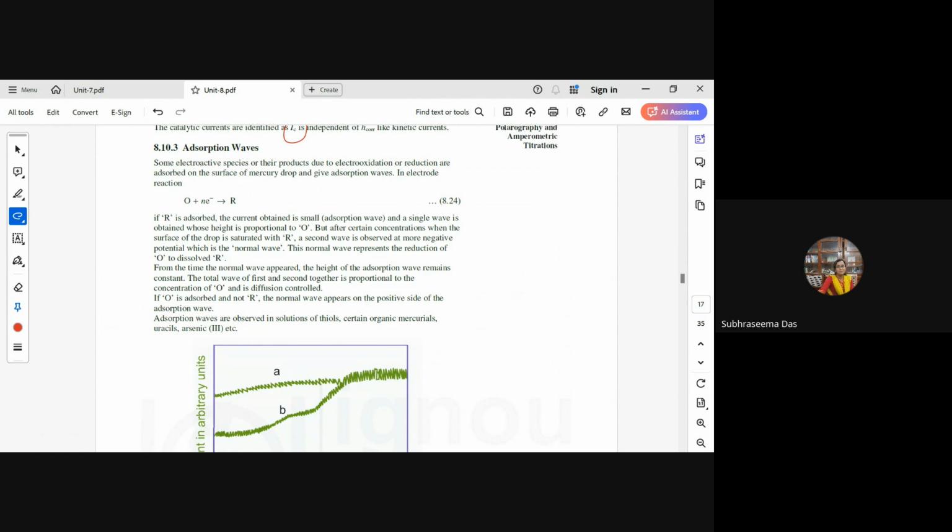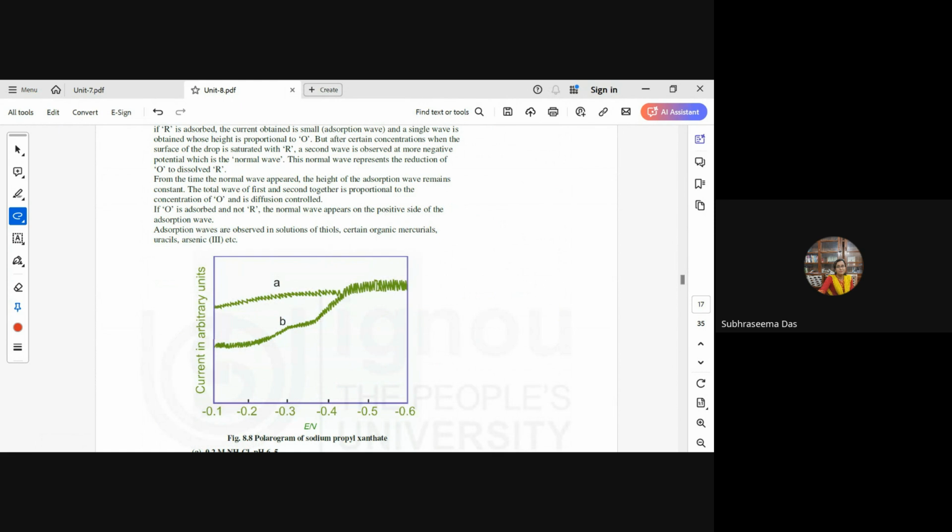Some electroactive species or their products, due to various types of oxidation or reduction, are adsorbed on the surface of the mercury electrode and give adsorption waves. That is, in the electrode reaction O plus n electrons forming R, if R is adsorbed at the mercury surface, the current obtained is very small, and that is called the adsorption wave. A single wave is obtained whose height is proportional to O. But after certain concentrations, when the surface of the drop is saturated with R, a second wave is observed. This representation has been shown in figure 8.8.